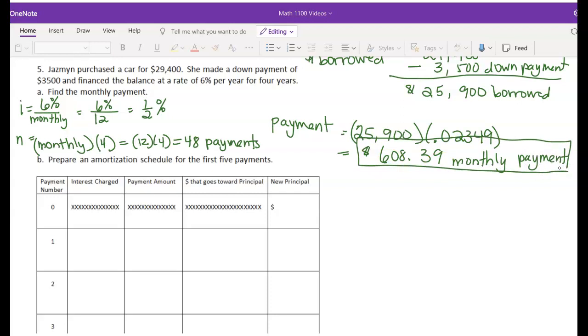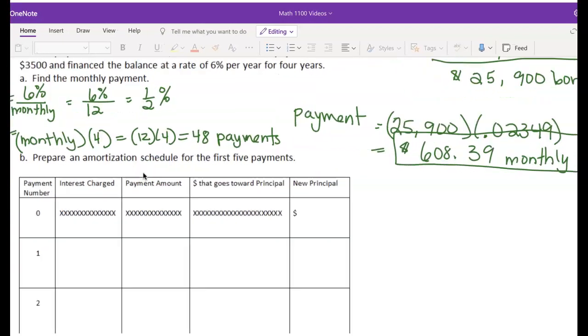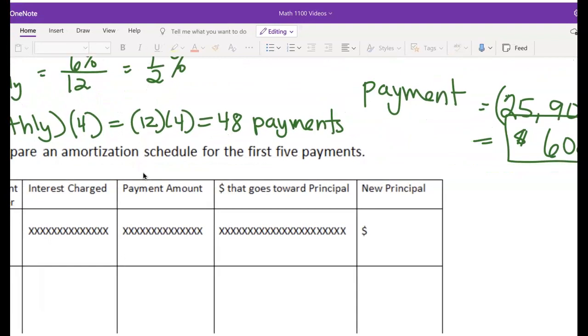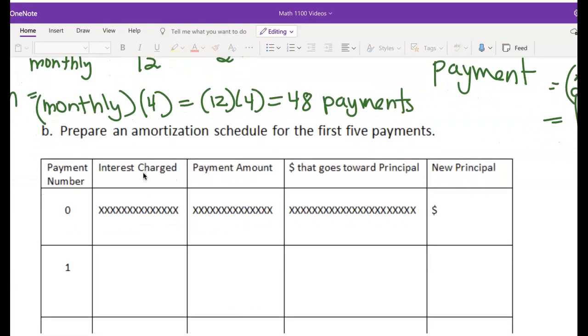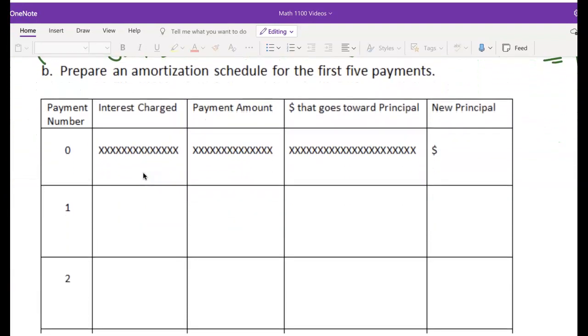Now we're going to use that to build our amortization schedule for the first 5 payments. We're not going to show all 48 payments. We're just going to show the first 5. I'm going to make my table a little larger so I have more room to write in there. Okay? So I've made this chart for you, and you can find this chart available in Blackboard, and you can print it and use it to practice whenever you're doing homework and quizzes.